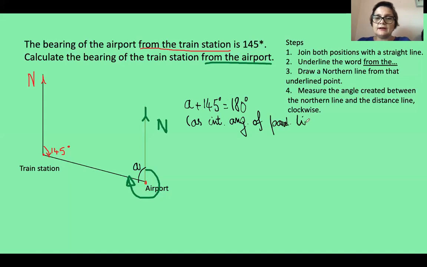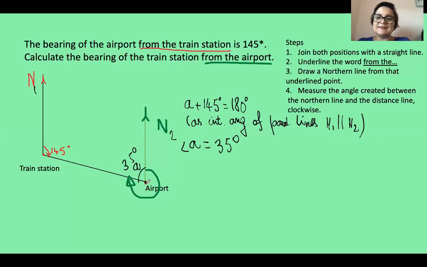Let's label the northern lines as N1 and N2. So N1 is parallel to N2, just like that, right? Which means angle a is going to be 180 take away 145. So angle a is going to be 35 degrees. So this angle here is 35 degrees.